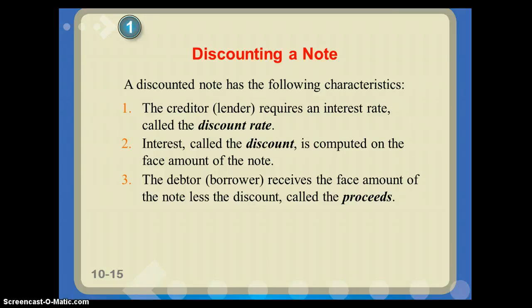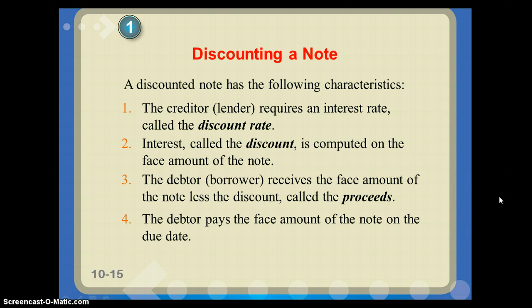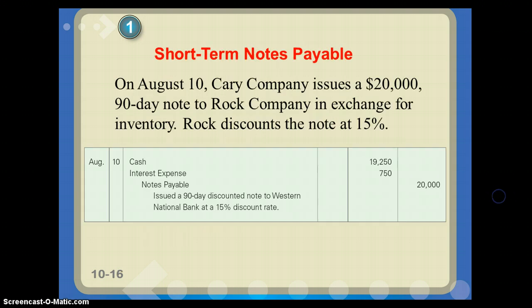So they're paying the interest up front. The amount that the borrower gets instead of the principal is called the proceeds, because it's the principal minus the interest, which in that case we call a discount rate. The debtor pays the face amount of the note on the due date. So instead of adding interest, in this case we did it backwards. Maybe when we look at an example, it'll clear that up.